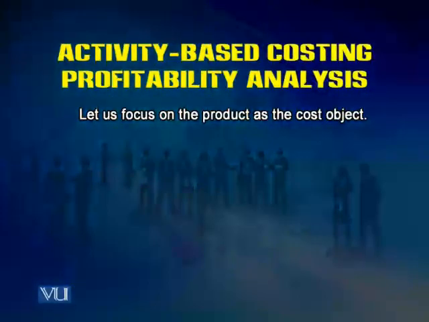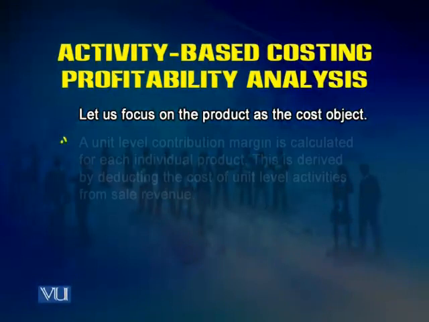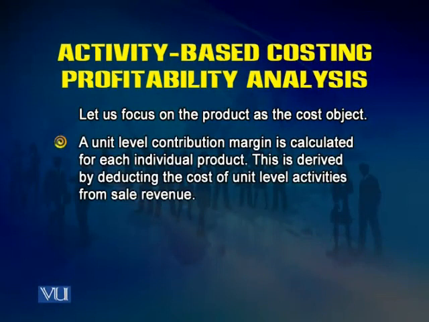Let us focus on the product as the cost object. A unit level contribution margin is calculated for each individual product. This is derived by deducting the cost of unit level activities from sales revenue. So we are going to take the product as our cost object, and so we will focus on the cost of the product.